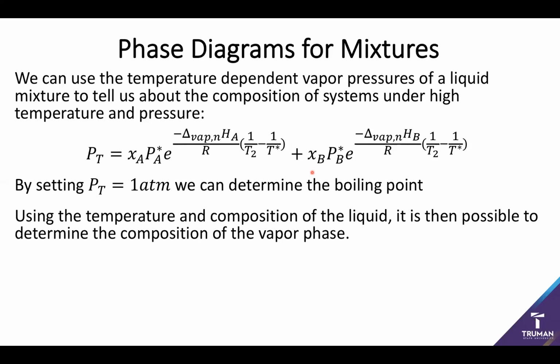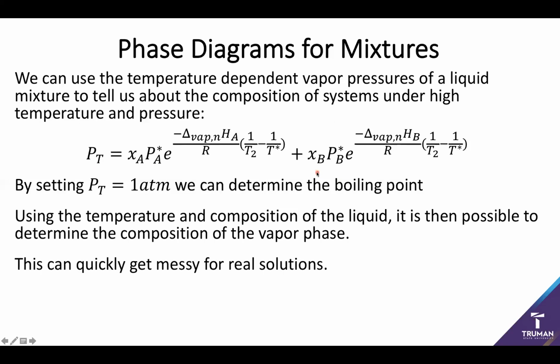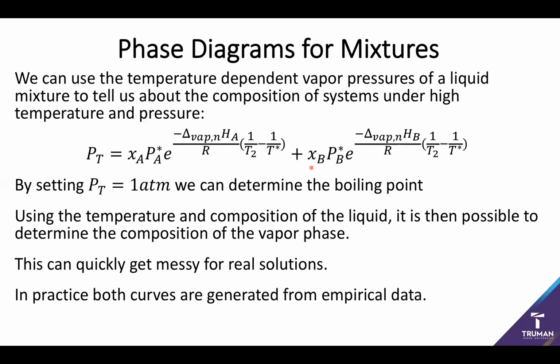However, one of the things to make note of is that this all assumed that we were working with an ideal system, because again, we started by making use of Raoult's law. So for a real solution, we then need to factor in the activity coefficients, which themselves are going to be temperature dependent. And this becomes a bit of a problem to solve for real cases. So in practice, what we're really going to do is generate a curve of the relationship between temperature and the mole fraction of both the liquid and the vapor from real empirical data.